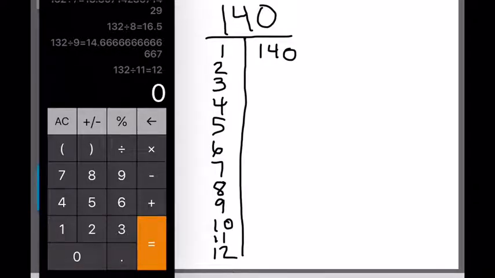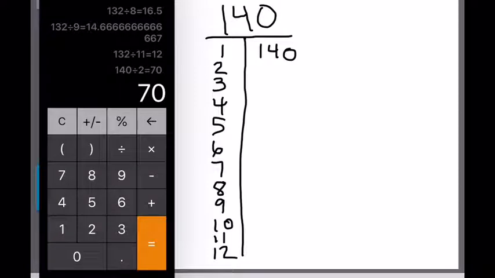140 is an even number, so it is divisible by 2. So let's use our calculator and do 140 divided by 2 to find the other factor. So 2 and 70 are my next factor pair. If I add my digits, 1 plus 4 plus 0, I get 5. 5 is not divisible by 3, so 140 is not divisible by 3, and 3 is not a factor.